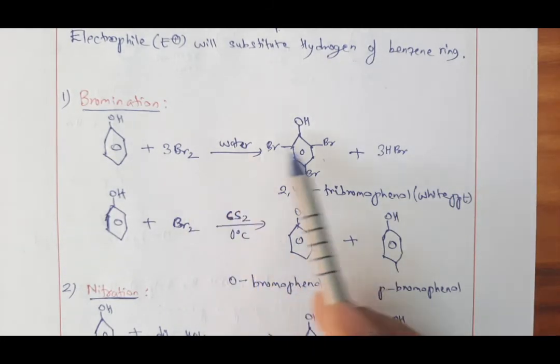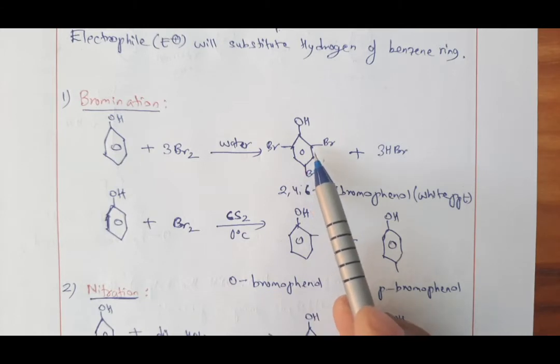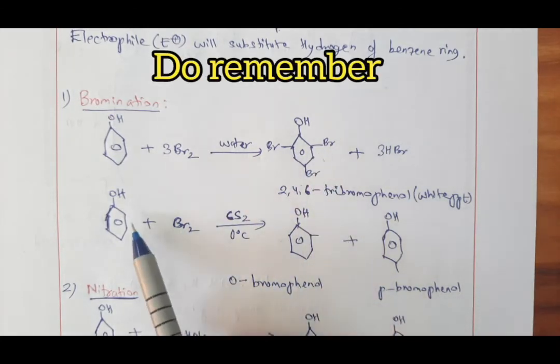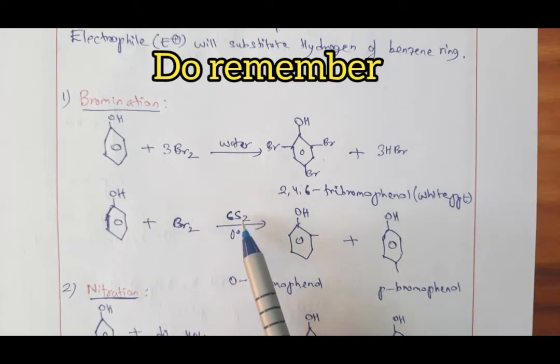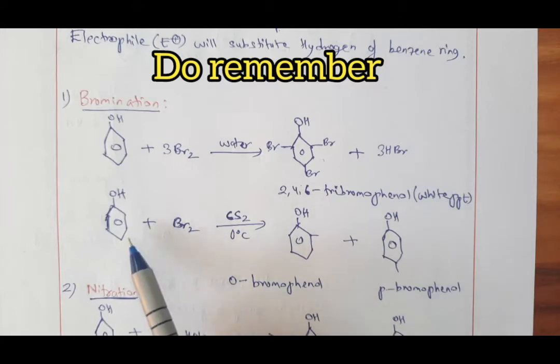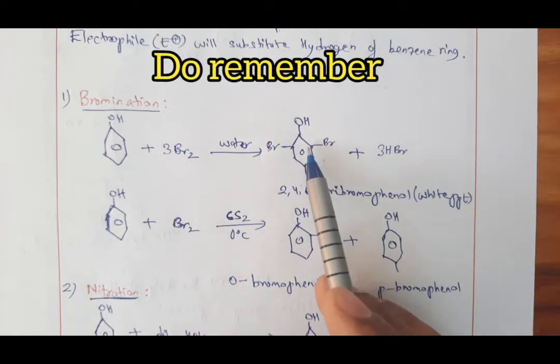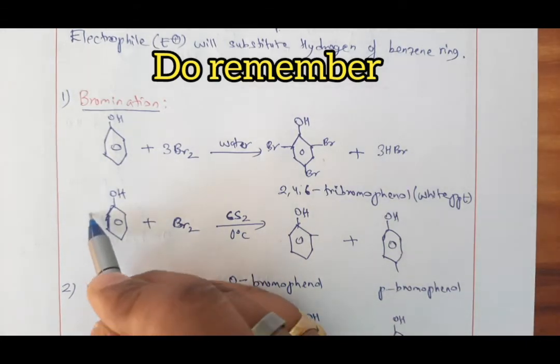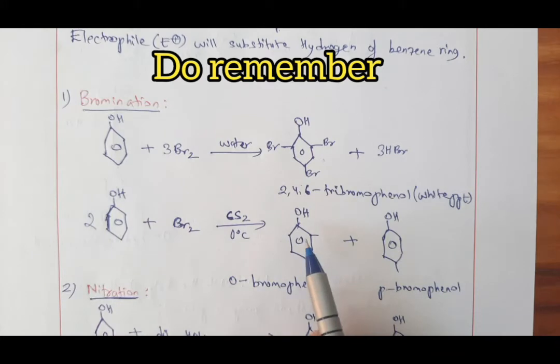When you use bromine water, the ortho and para positions are attacked simultaneously by bromine. But here, when you take carbon disulfide as solvent, maintain ice cold temperature, and react bromine with phenol, bromine will not attack the ortho and para places simultaneously like this. It will attack separately. So let us consider here are 2 phenols.